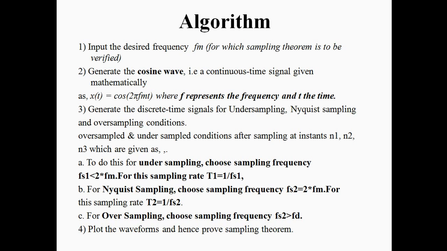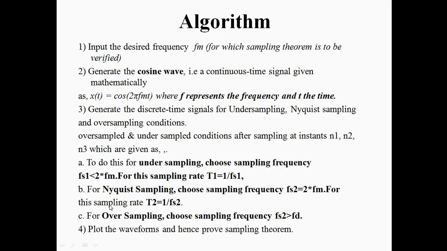So for the sampling interval, it will become 1 by fs1. Then fs2 is equal to twice the maximum frequency, which is the Nyquist condition, and lastly, for oversampling, it is greater than twice the maximum frequency. Next we'll understand the program functioning.